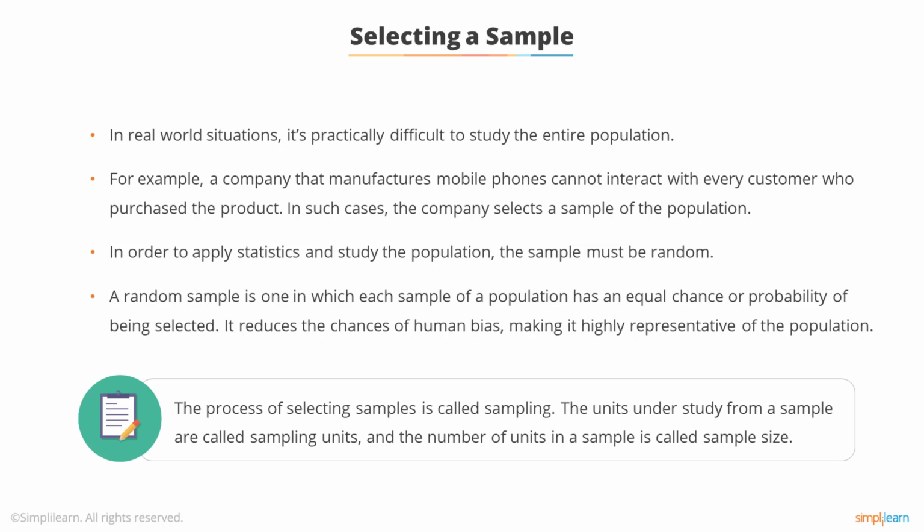If you only administered a survey in Boston asking people who their favorite NFL team was, that sample is very likely to be biased towards the Patriots. Whereas if you took a nationally representative sample, it will likely represent one of 32 teams. The process of selecting samples is called sampling. The units under study from a sample are called sampling units, and the number of units in a sample is called sample size.